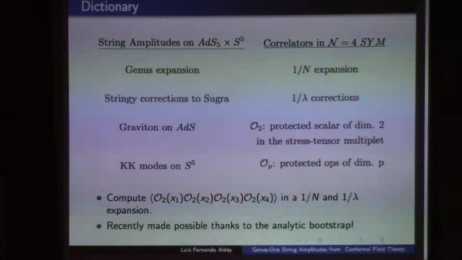And we will work to order 1 over N to the 4. But, you know, it's quite cool. And that corresponds to genus 1 from the string amplitude. Any questions at this point?